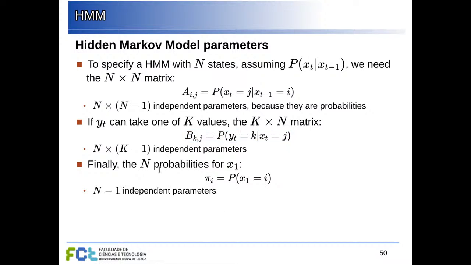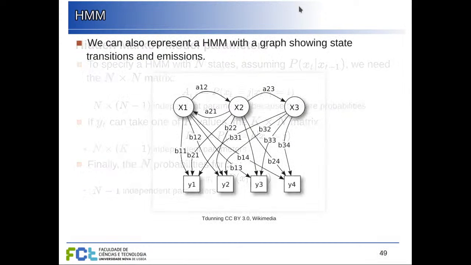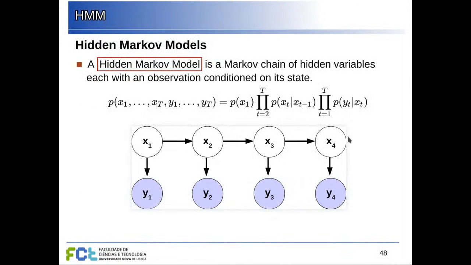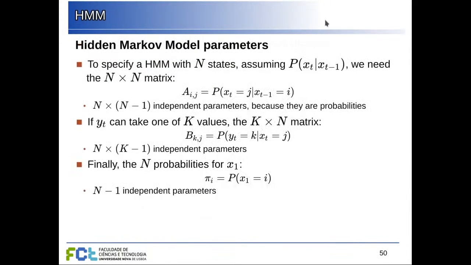And finally, we also need the probabilities at the beginning. So when we start the Markov process, this first value here, we'll also have a probability distribution that we need to know at the beginning.